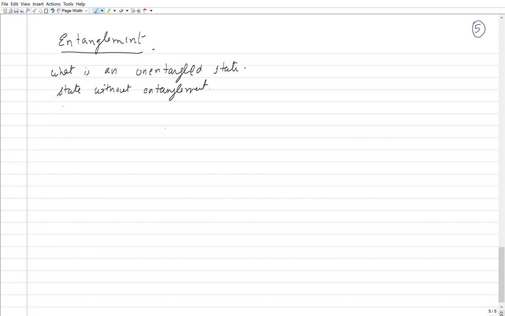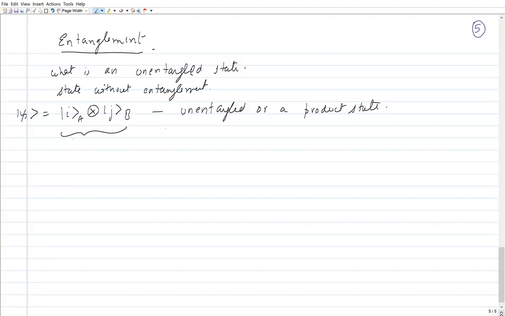Essentially, any quantum state that can be expressed as a tensor product on two systems is an unentangled or a product state. So this is a tensor product, as we discussed in this lecture. Any state which is a tensor product state is also an unentangled state, or in other words, a product state is an unentangled state.